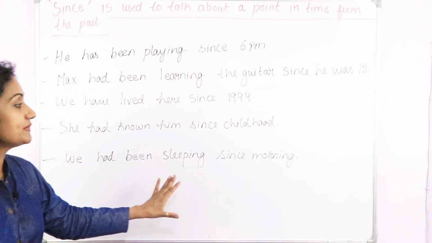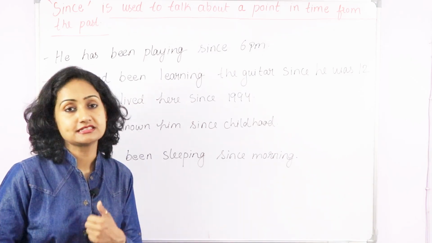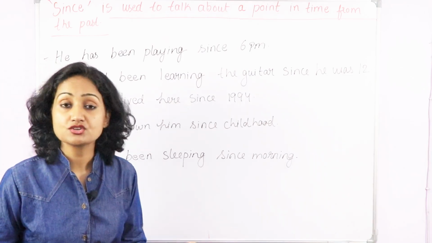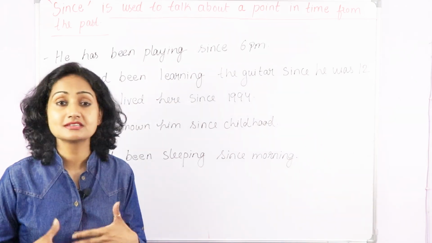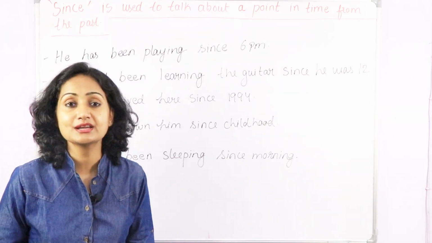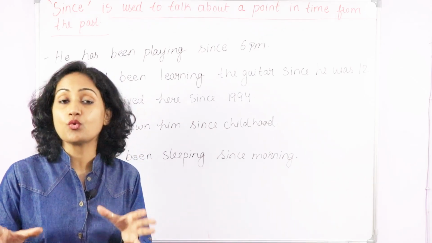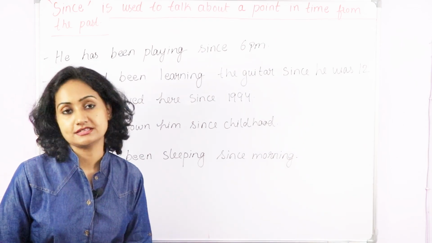We had been sleeping since morning, since evening, since afternoon, since 1993, since March, the exact month, since the exact year, since 7 o'clock, the exact time. So when you know the exact time, the exact point in time, then we use since, otherwise we use for.